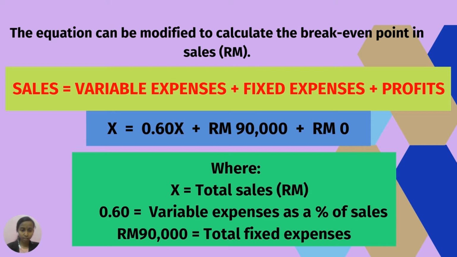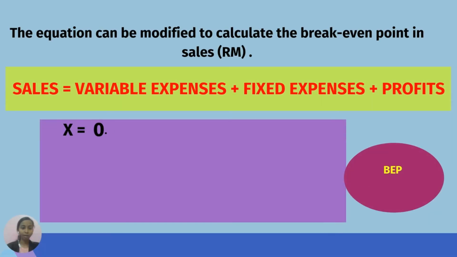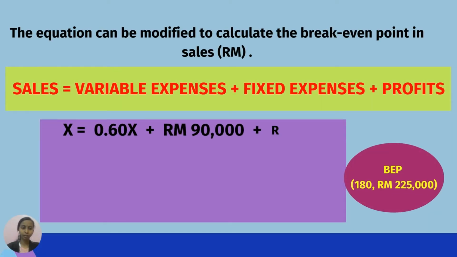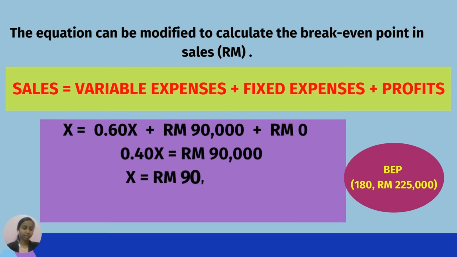And this 0.60 shows the variable expenses as a percentage of sales. We convert the percentage into a decimal, so we get 0.6x plus the fixed expenses, which should be the total fixed expenses, and the profit will again be RM 0. After that, we use the same mathematical calculation to find the value of X, and we will get the break-even point in sales as RM 225,000.